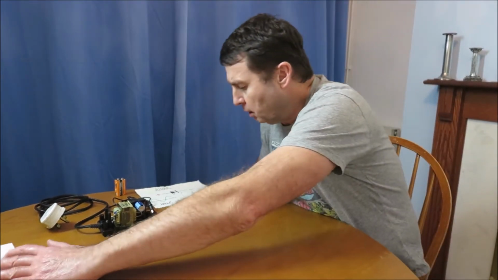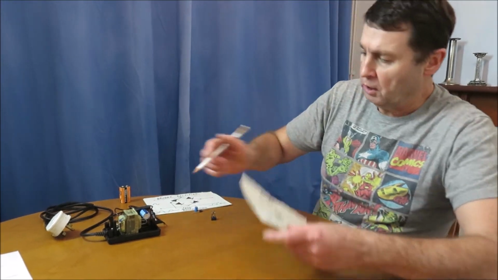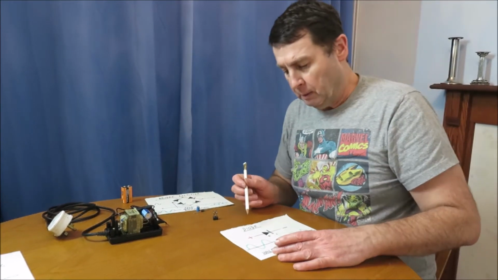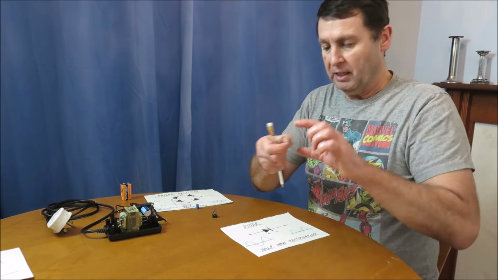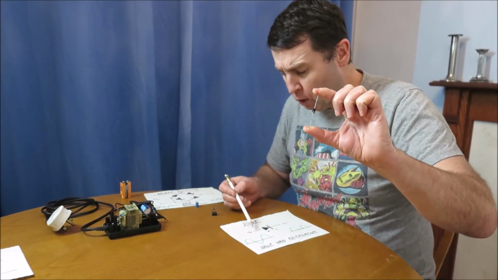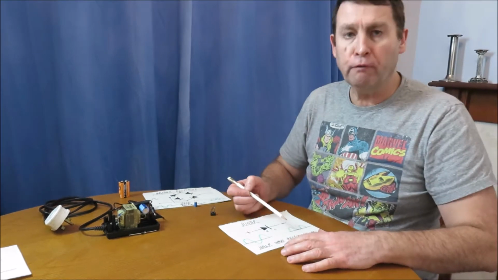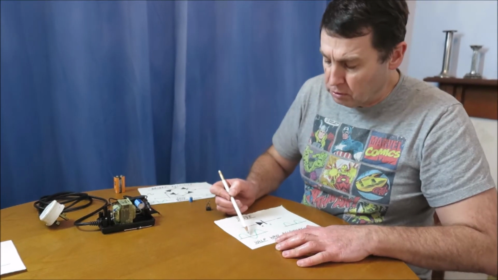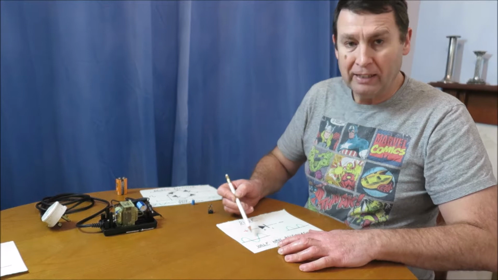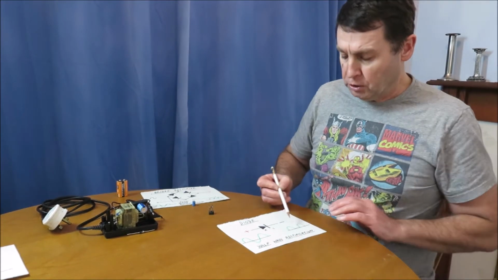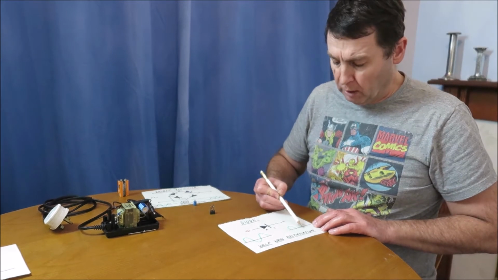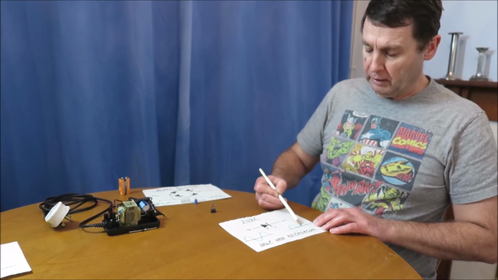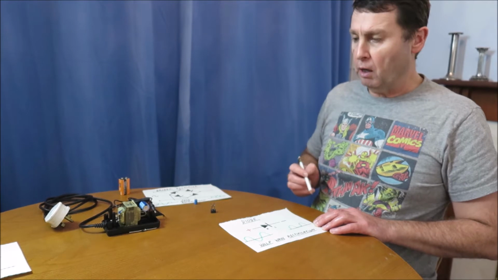So the second component that we have in there is a diode. Now if you notice though, there's 4 diodes in there. But if you have one diode in there, you get something called half-wave rectification. So you have a sinusoidal wave going into the diode, and coming out of the diode, that's half-wave rectified. So what that means is it's chopped off the bottom half of the wave. The negative half of the wave has been cut off. So you have a wave, a gap, and a wave. So that's a diode giving you half-wave rectification.